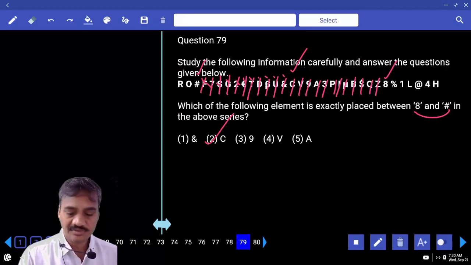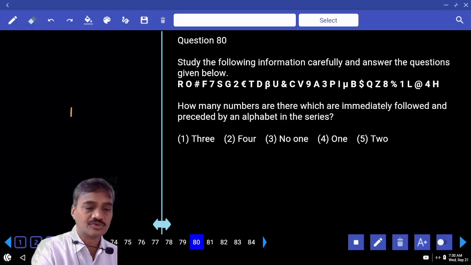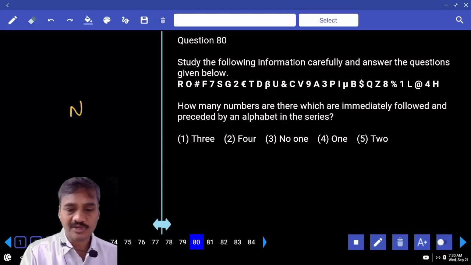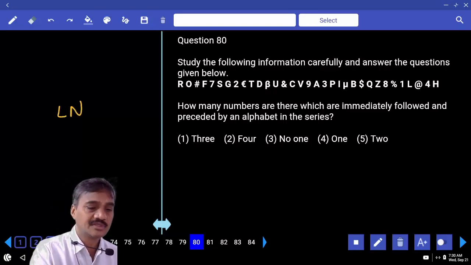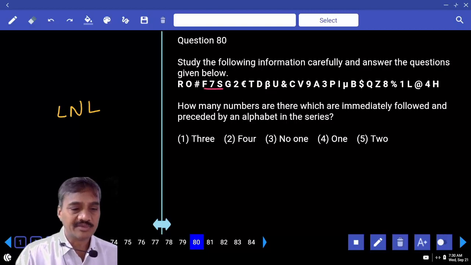The next one, 80. And how many numbers are there? The question is about numbers which are immediately followed and preceded by a letter. So there must be letter, number and letter. Directly let us start with the number. Now letter, number and a letter.